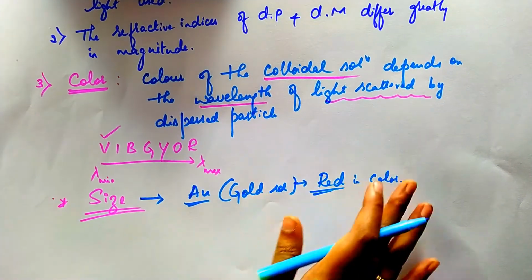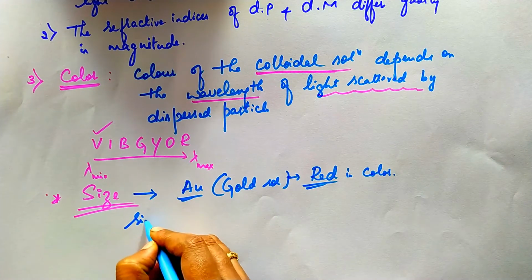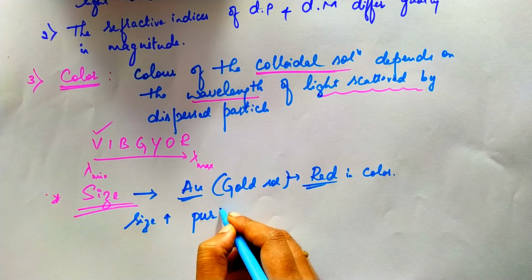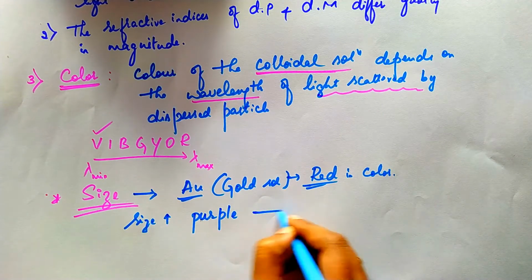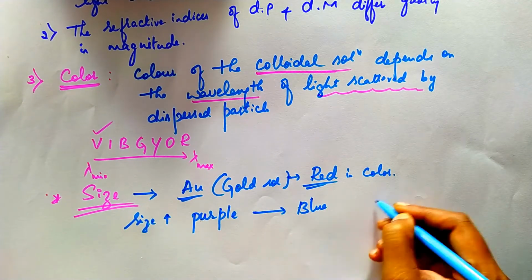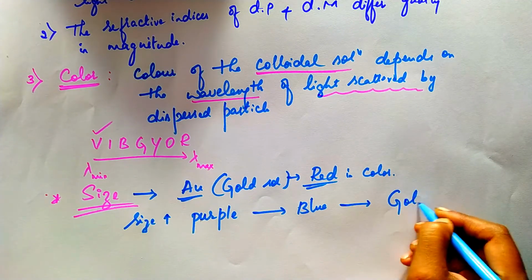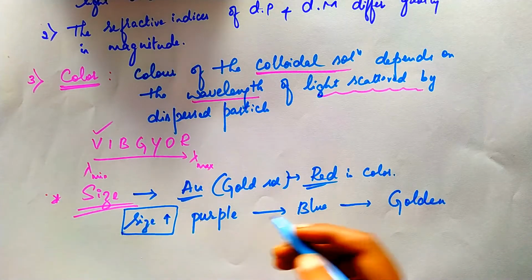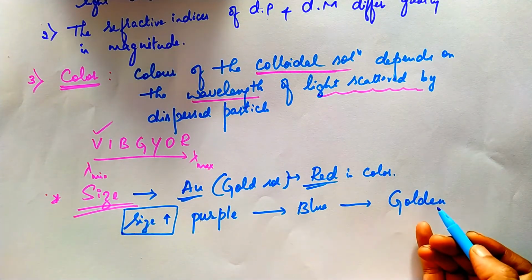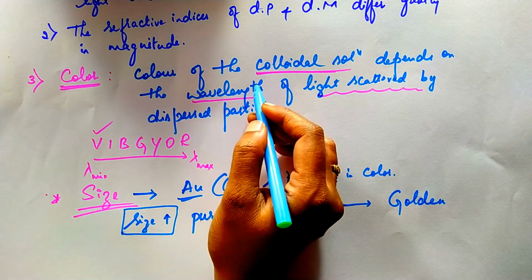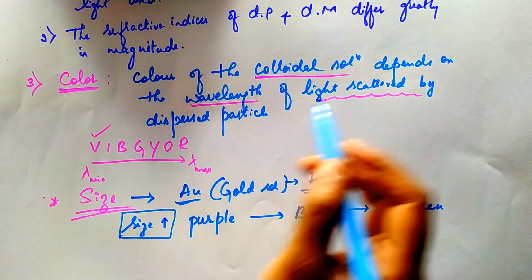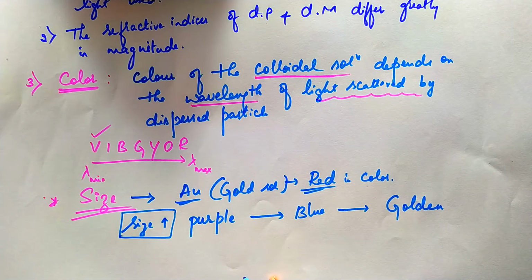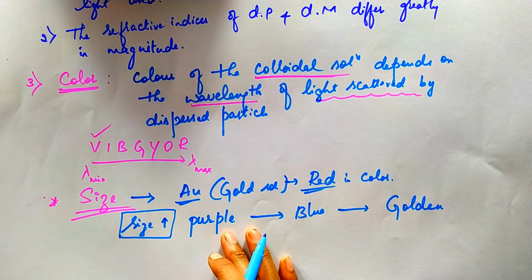as the size increases, it appears purple, then it appears blue in color, and then finally it appears golden color. As the size increases, there will be changes in the color. Here the wavelength of the light scattered depends upon the size of the colloidal particle. This is the third property of colloidal solution.